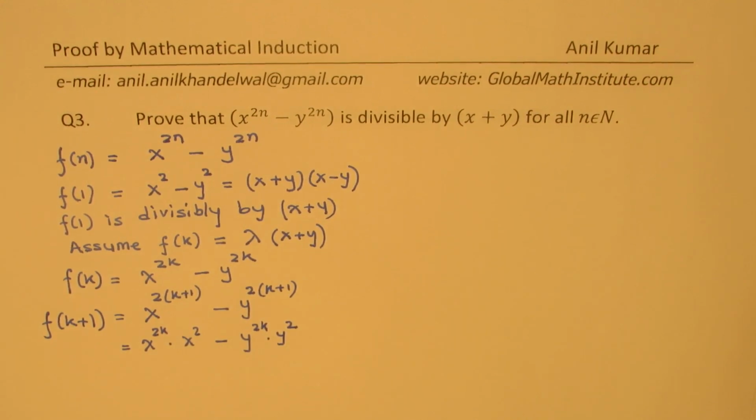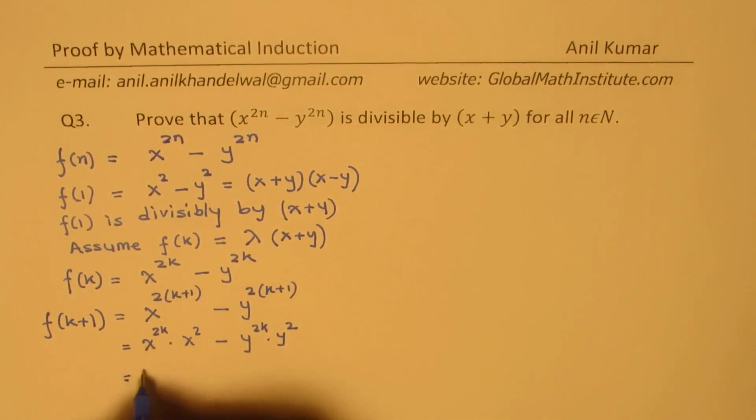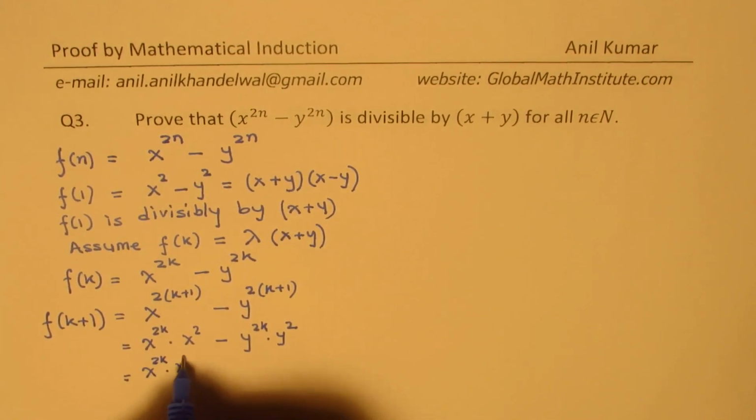Now, as we did in the last example, we'll again add and subtract a term so that we could show that there is a common factor. So looking into this, the term which we are going to add is x to the power of 2k and y squared. Does it make sense to you? Right? So we'll pick up a factor from here and another factor from this place, right?